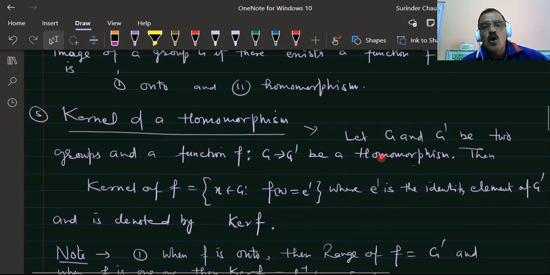Let G and G dash be two groups and the mapping f from G to G dash be a homomorphism. Then the kernel of f is the set of all x belonging to G so that f of x is equal to E dash, where E dash is the identity element of G dash. It is denoted by Ker f.